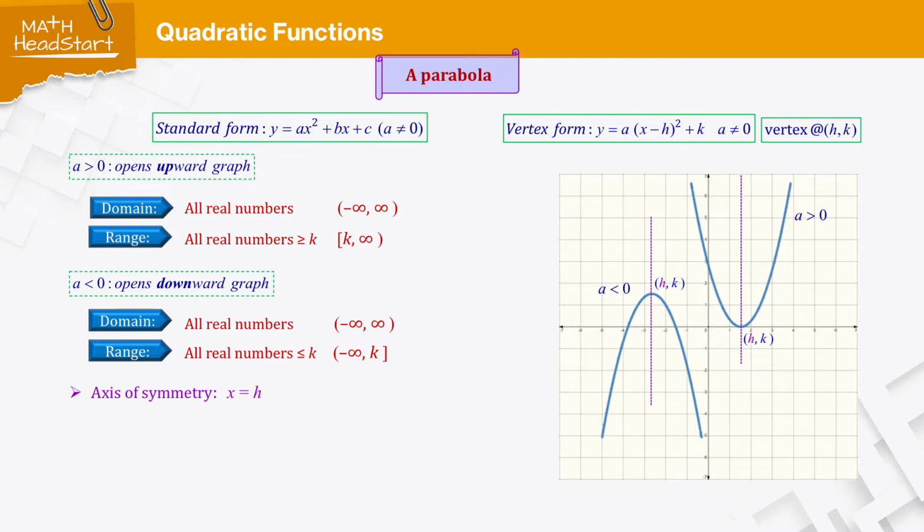In order to find the x-intercept, we need to find the roots by solving the quadratic equation. The y-intercept is straightforward as it is just the constant term of the function. All we have to do is simply substitute x equals 0 into the function to find the y-intercept.